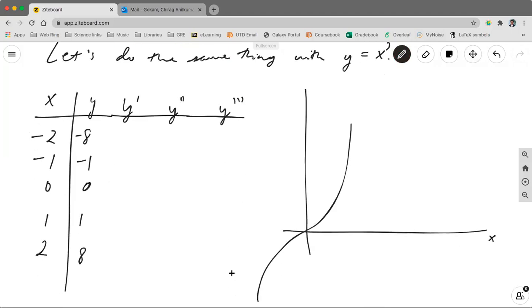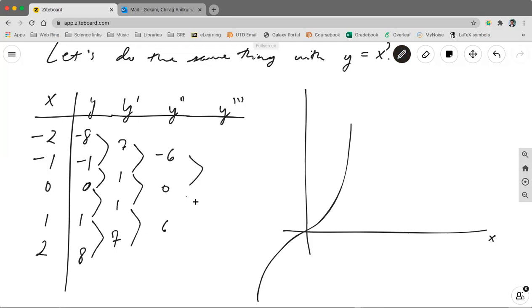Now can someone tell me what these differences are? Fast. 7. Good. 1. Good. 1. Good. And 6. Yep. And now can someone tell me what these differences are? It can be the same person. It's okay. 7. All right. 6. -6, sorry. Yeah. 0. And then 6. Good. And now can you tell me what these differences are? 6 and 6. Yes. Good.